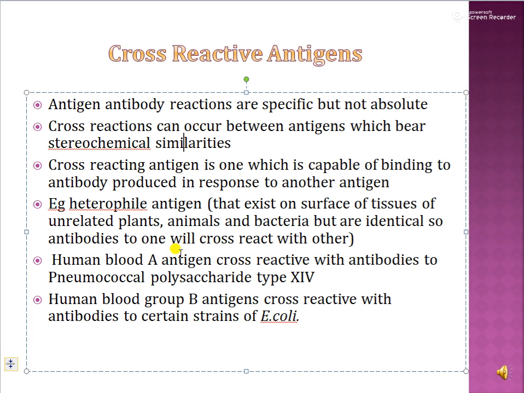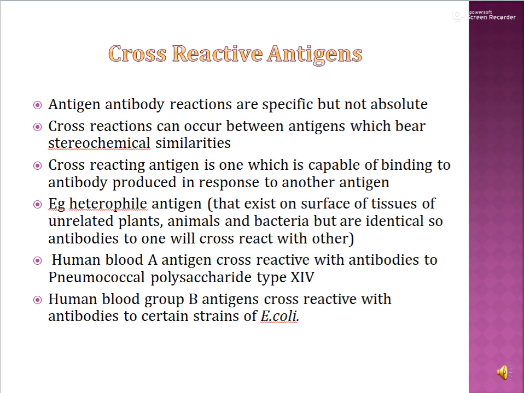Now here, if you have an antibody which has been produced against human blood A antigen, on the surface of RBC there is an antigen called the A antigen. The antibodies which are produced against that A antigen can also interact with pneumococcal polysaccharide type 14. Pneumococcus is a bacteria and there is a polysaccharide in it. And so the antibodies produced against the human blood A antigen and against the pneumococcal polysaccharide type 14 are found to be similar. So that's what a cross-reacting antigen is. It is mainly because the antibody is capable of binding to two similar antigens.